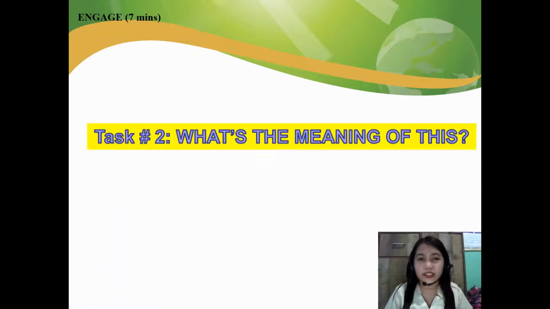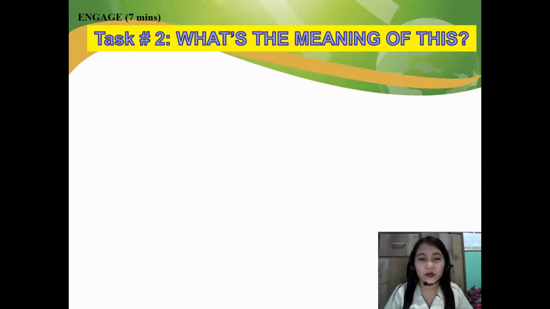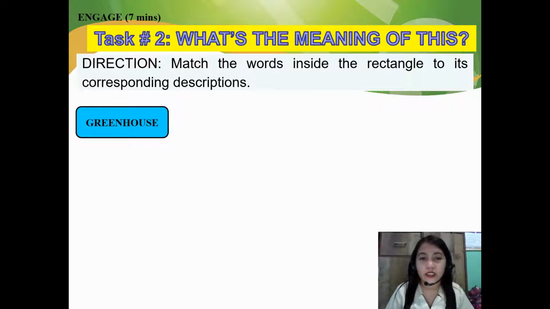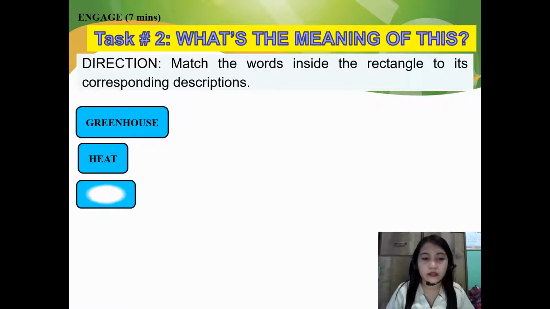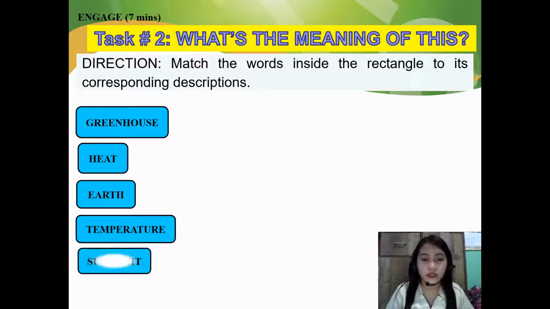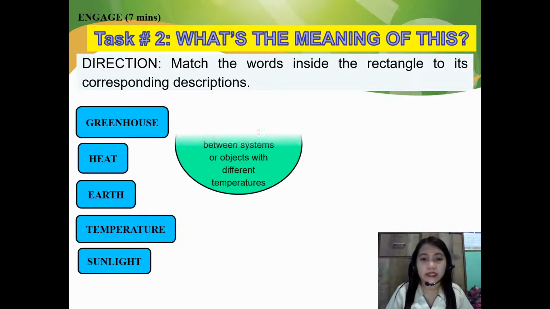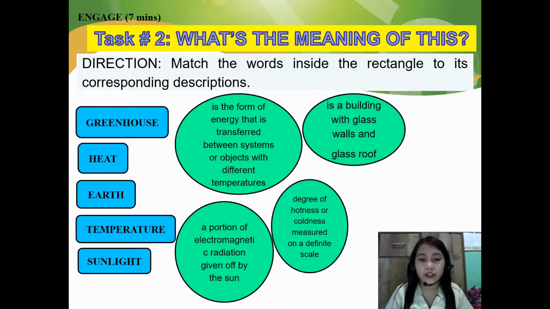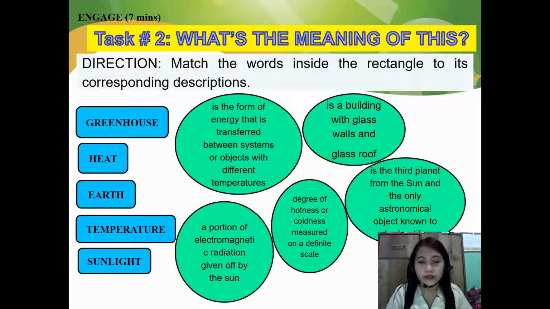Are you ready for your second task? It is called, What's the meaning of this? Direction: match the words inside the rectangle to their corresponding descriptions. So these words are greenhouse, heat, earth, temperature, and sunlight. So you are going to match what are the correct descriptions of these 5 words. Okay, you have 7 minutes to do this task.